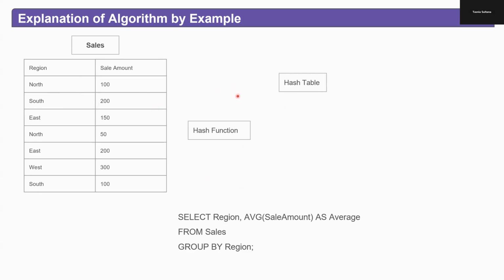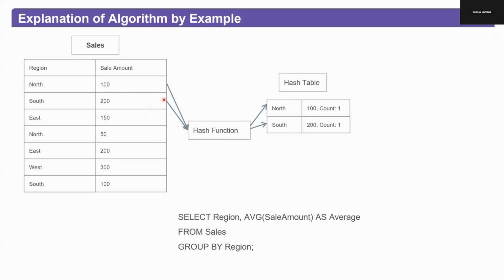The sum keeps track of the cumulative cells for each region, and the count tracks how many times the region has been encountered. So, in the first step, we start with the north region. We calculate the hash value and insert it into the hash table. At this point, the sum is 100 and the count is 1, since it is the first occurrence of the north.